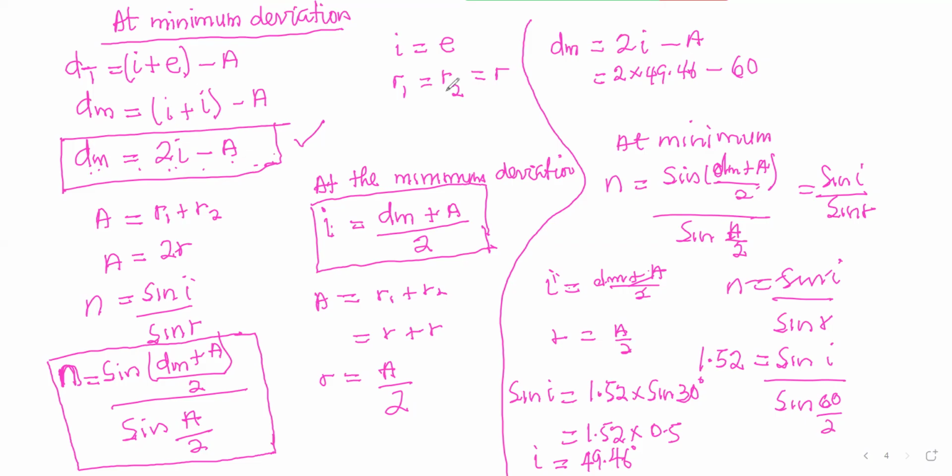Yes, sir, 38.93 instead. Okay, so 38.93 degrees is the minimum deviation. But the truth is you can also use this. You can substitute 1.52 for this, substitute what you have for A, and then just make Dm the subject.